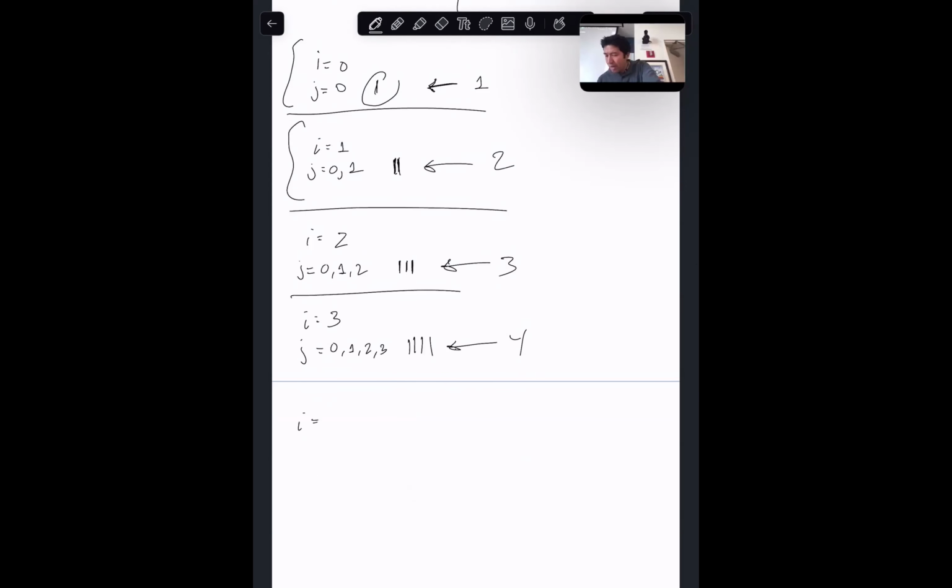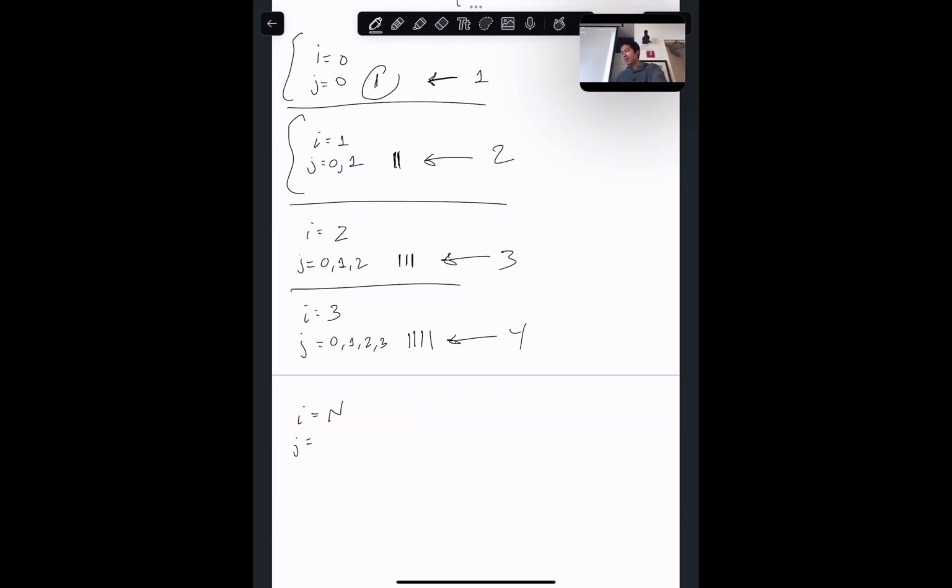Does anyone know how many units of work I'll be doing at the final run of this inner for loop? n plus 1? About that, right? We don't know if it's 0 indexed or if we count the 0 at the first line, but we know it's around n, right? So we can say at i equals n, we're going to be doing about n work for the inner for loop. So we have all of these, and I'm not going to count them all, but we know that this last number is n work.